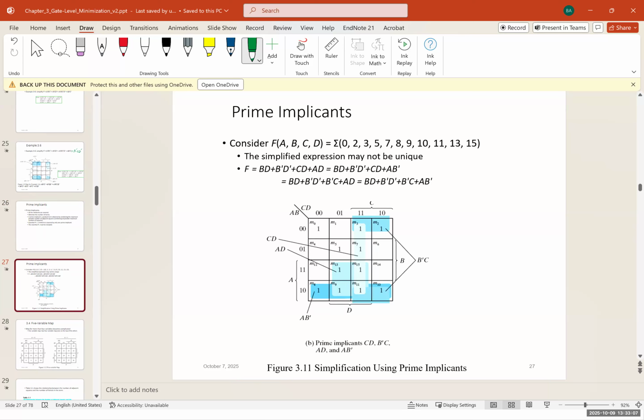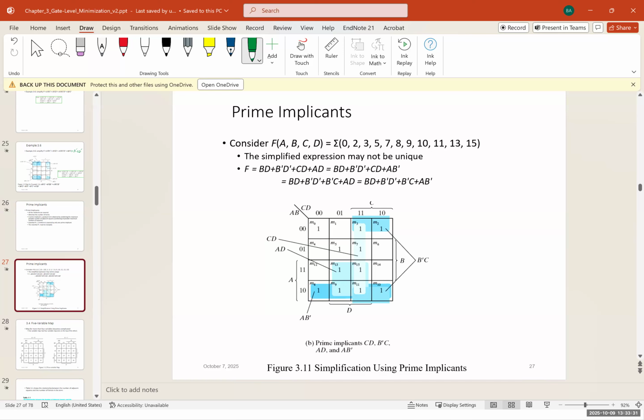This is an example of a prime implicant. One thing to keep in mind, and one important note, is that sometimes the simplified expression may not be unique. You may have 3 or 4 answers, and all of them can be correct.